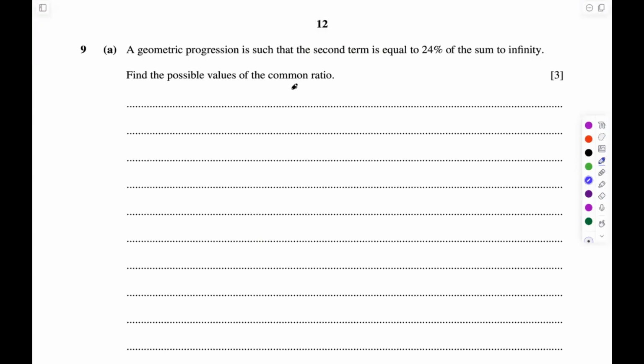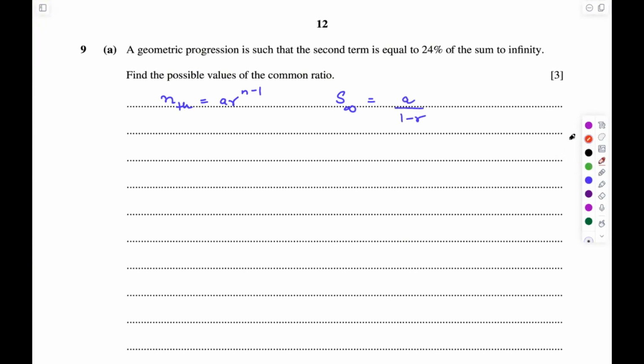In question 9, a geometric progression is such that the second term is equal to 24% of the sum to infinity. We have to find the possible values of the common ratio. Now, the nth term of a geometric progression is given by a r to the power n minus 1, and the sum to infinity is given by the formula a divided by 1 minus r.